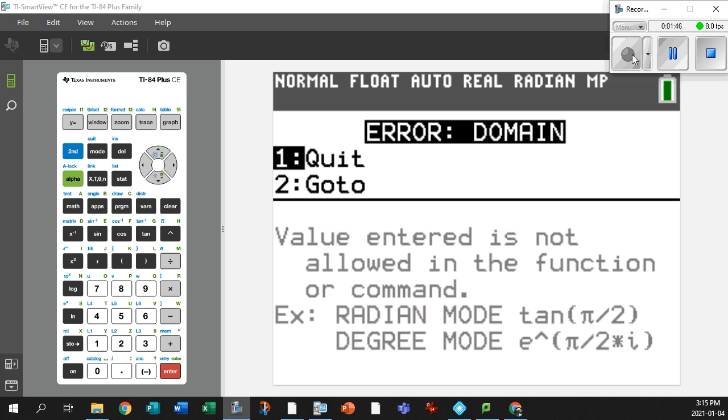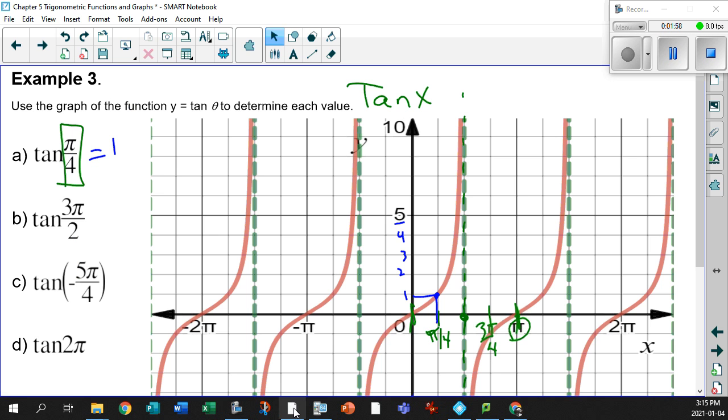What's going on here? What? I just put it in. What are you talking about? Think about it. Read what it says. It's an error. The value entered is not allowed. What are you talking about? Go back to here. I'll show you.